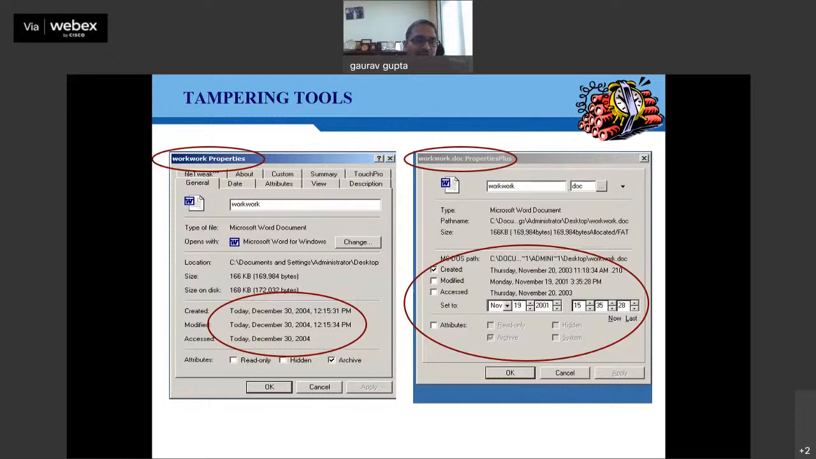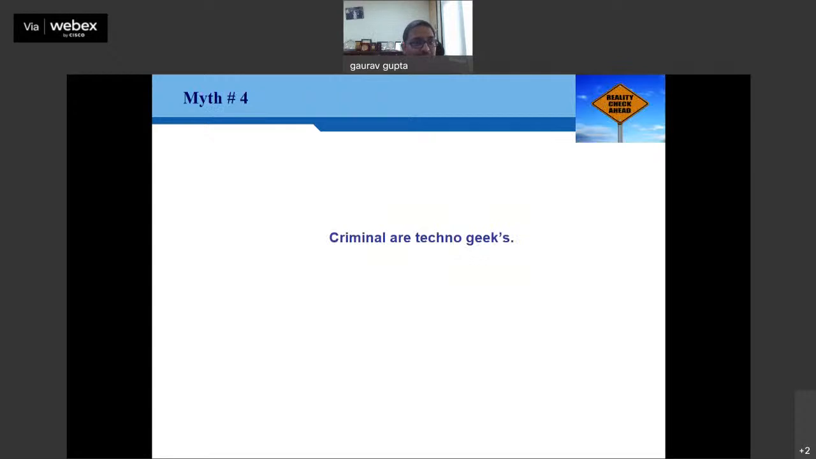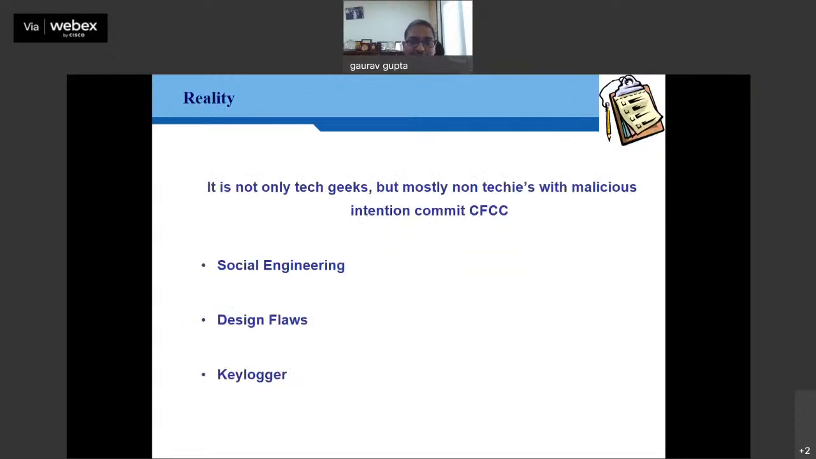They put this kind of data on their hard drives and storage media, and they contest in court that somebody is trying to implicate them. Next, please. We think criminals are techno geeks, which is not the case. Most of the time, people who know a lot about computers are not committing crimes. It is the person who does not know much about computers who does the crime, right?